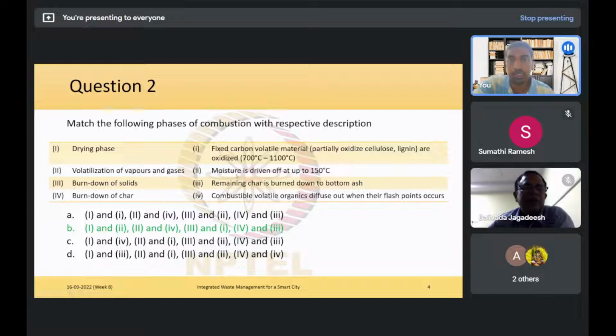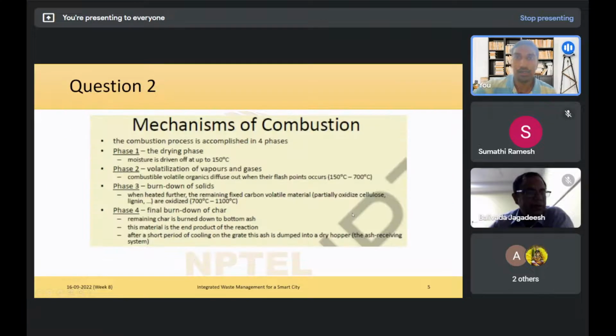So these are the correct descriptions of the four phases that take place during the combustion process. Okay, so here is the slide which discusses this from the lectures, right? We have the first phase, the drying phase, where moisture is driven off. The second phase is the volatilization, where the combustible volatile organics will be diffusing. Then the solids will be burned down by the fixed carbons, and finally the char is burned down, and we get the bottom ash, which is the end product.